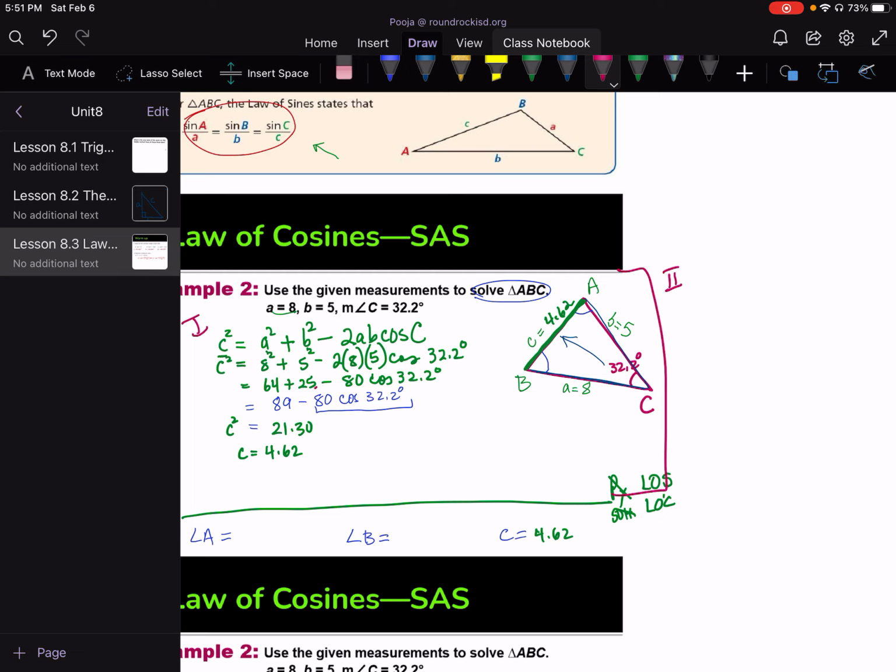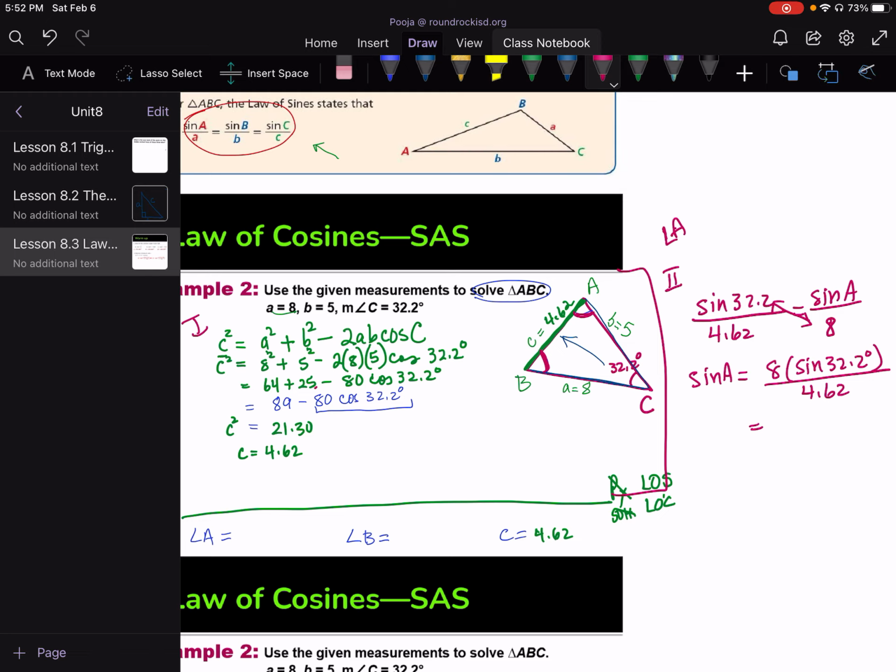Step two now is that since I have an angle side pair available, to find angle A or angle B, and it doesn't matter which one you start with next, let's try and find angle A. I can use law of sine. Sine of angle A over side A, which is 8. Now to find sine A, cross multiply, so sine A equals 38 times sine 32.2 degrees divided by 4.62.